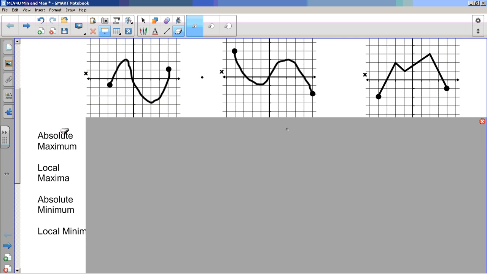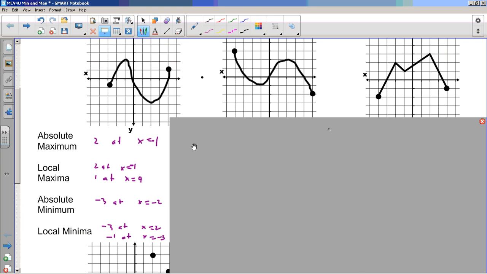A reminder of the difference. An absolute maximum is like the overall highest that it goes. So in this case, it's this point right there. That point right there is as high as the function goes. So it's an absolute maximum. The absolute maximum is the output value when x is the input value. So we call that the maximum value, but we also say where it occurs.